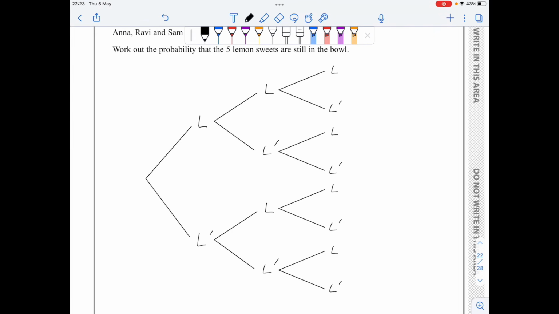L stands for choosing a lemon sweet. L dash, not a lemon sweet. Note that we are not interested in the flavor.